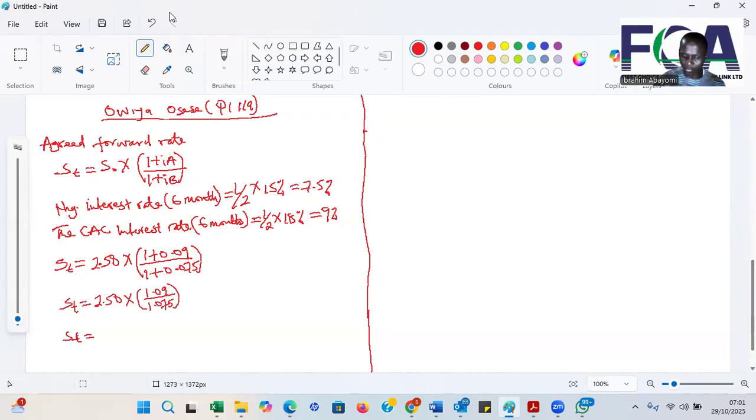So we have 1.09 divided by 1.075. You multiply this by 2.5. So we have 2.5349.